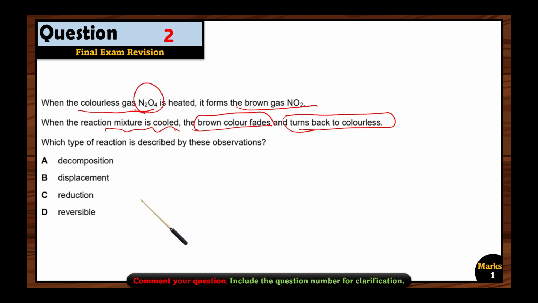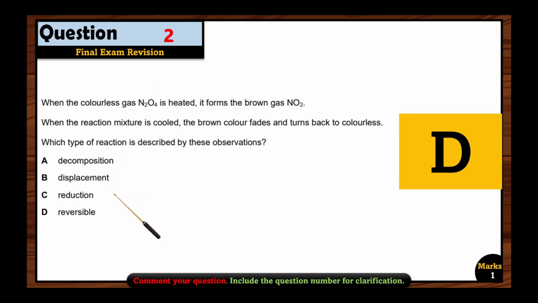It means this reaction is also a reversible reaction. Not a decomposition, displacement, or reduction, because in those reactions you cannot get back your reactants, but it's already given in the statement that you will get back the colorless gas again when the temperature was cooled down. So option D is the right option.